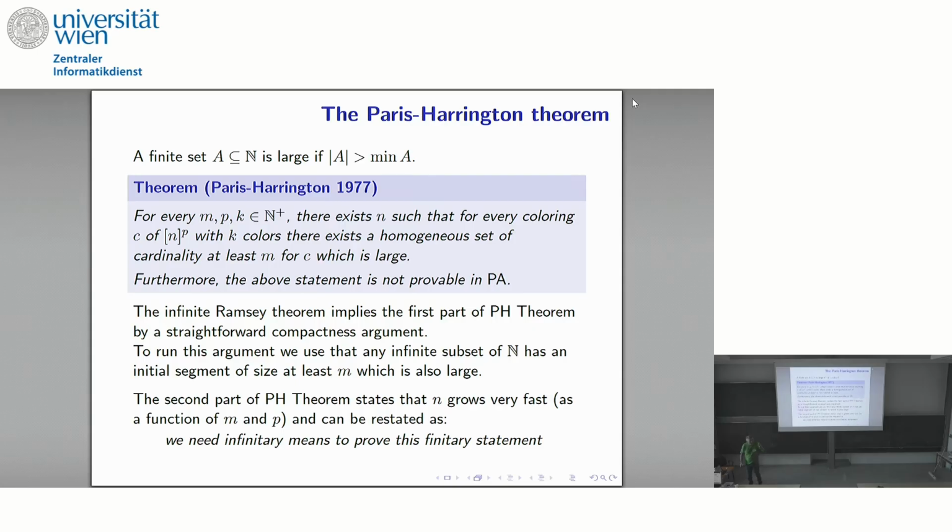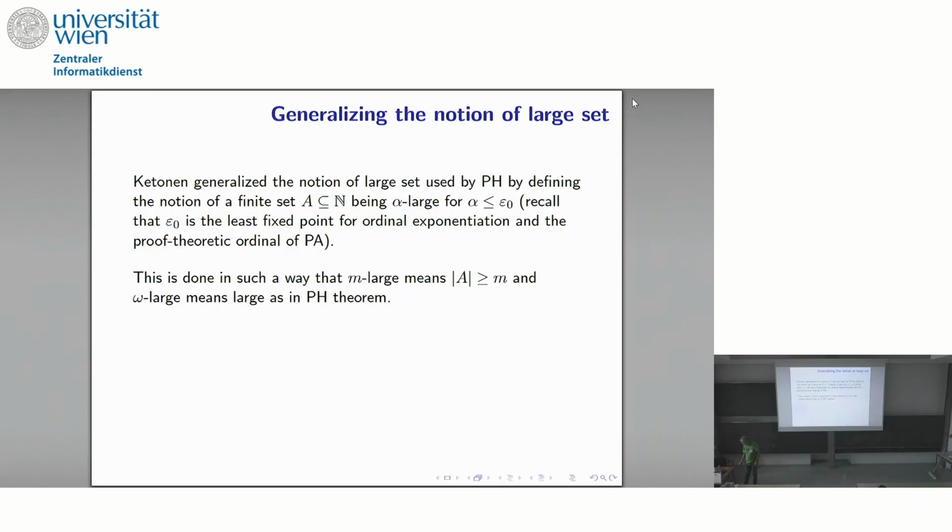And then the other part is saying that this n will grow very fast as a function of m and p, and so it can be restated as: we need infinitary means to prove this finitary statement, and this is the mathematical content of this result. But I'm not going to explore that anymore.